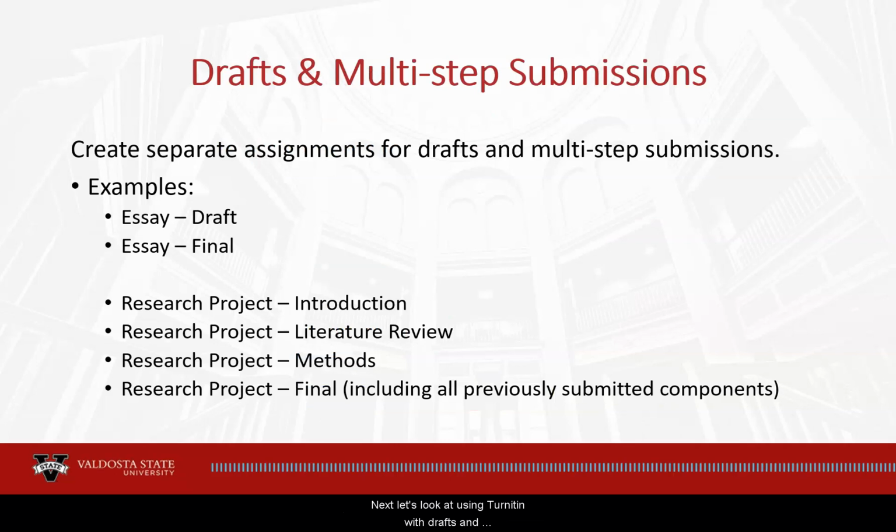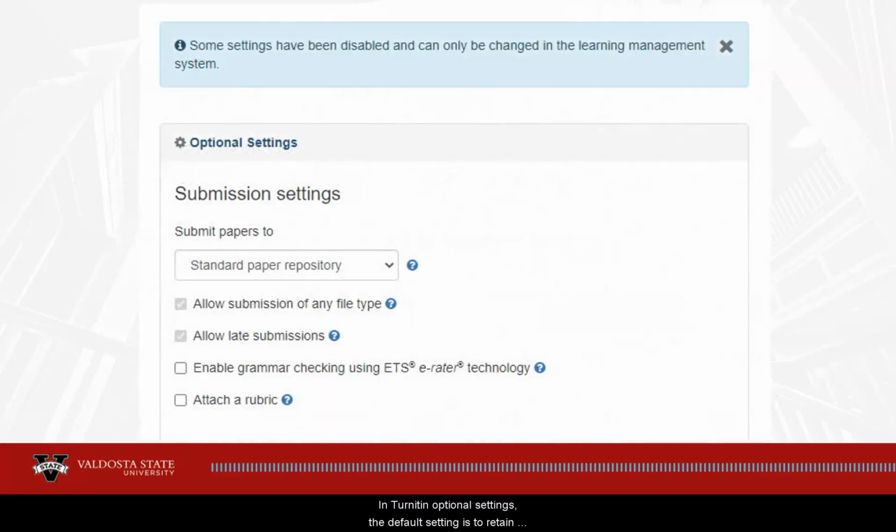Next, let's look at using Turnitin with drafts and multi-step submissions. Create separate BlazeVIEW assignments when implementing these types of assignments, such as essay drafts or research projects submitted in sections. In Turnitin optional settings, the default setting is to retain copies of all submissions in the Turnitin repository so that they can be compared with later submissions.